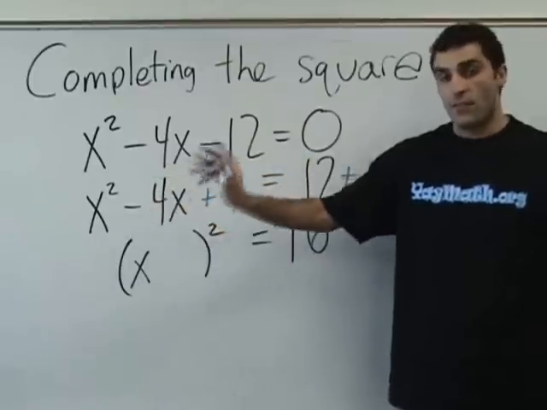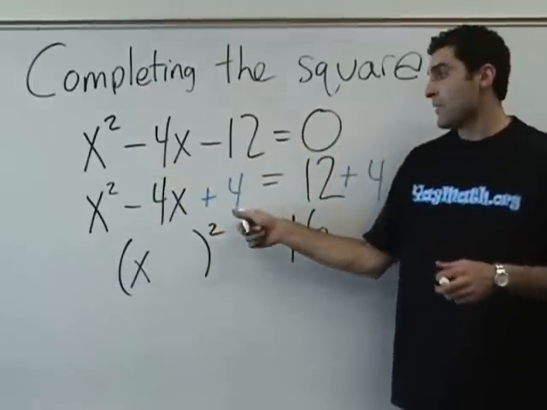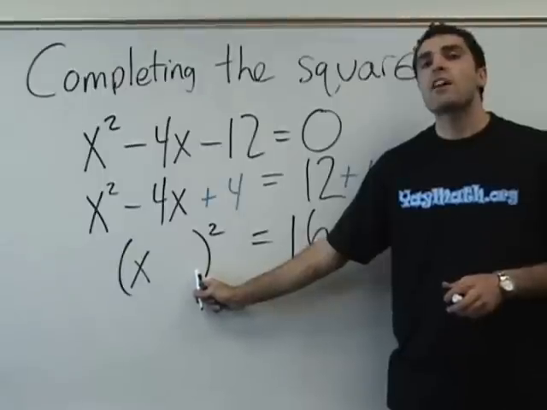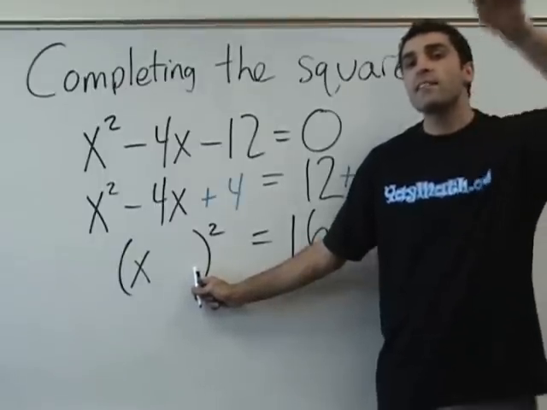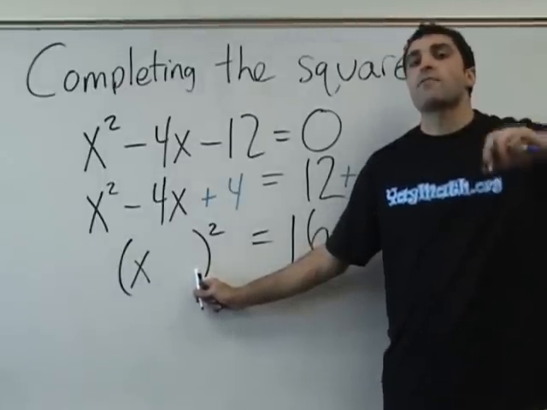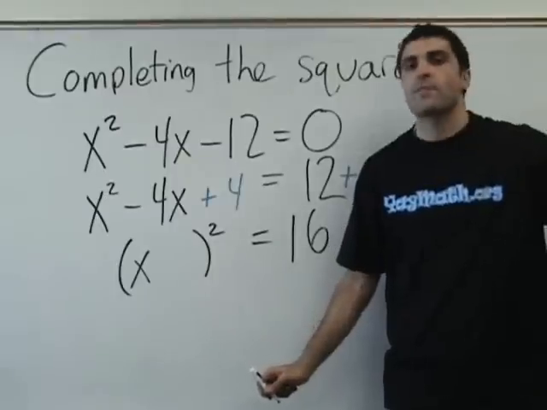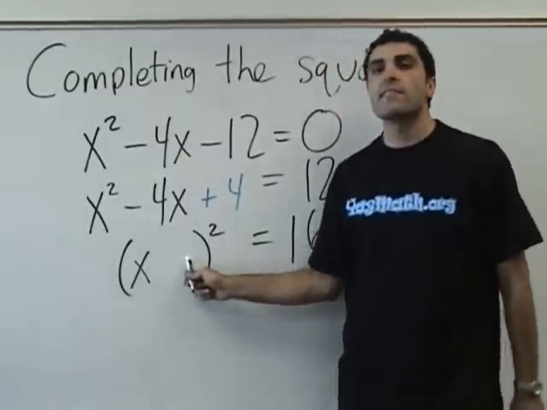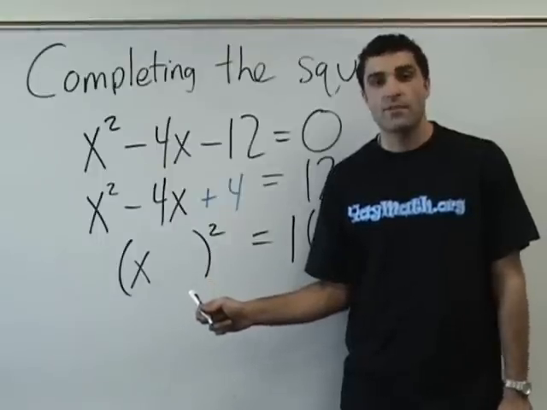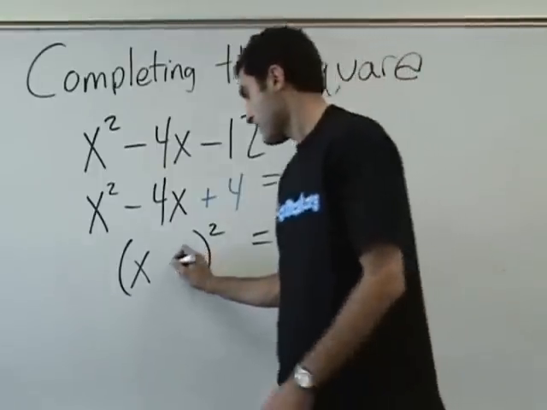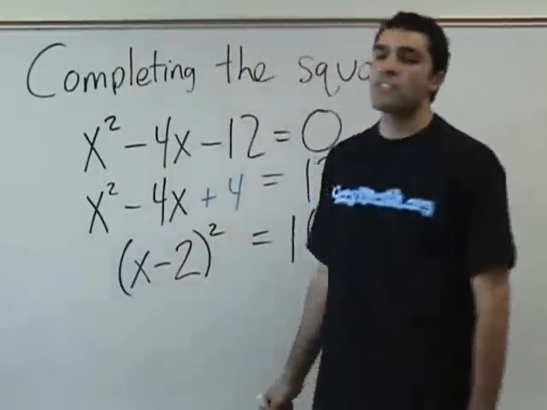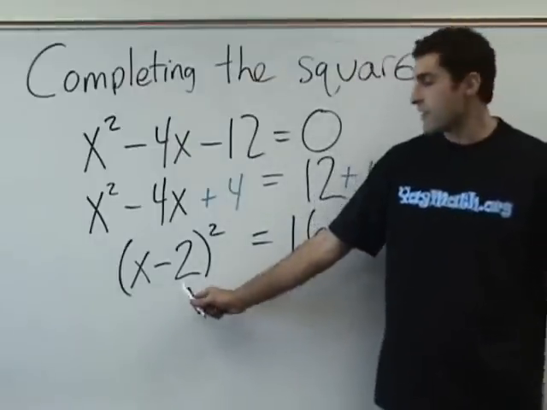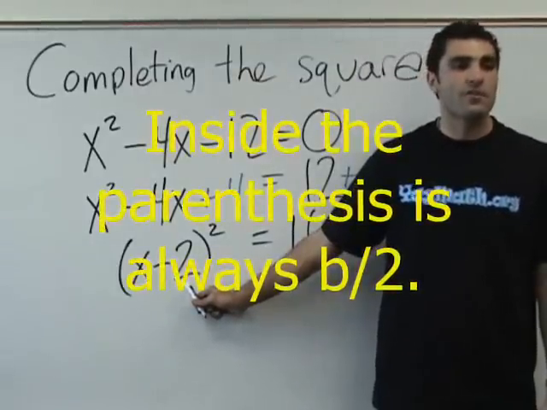Okay, we don't do everything that we did here. This one is just b over 2. So what's b again? Negative 4. So negative 4 over 2. What's that? Negative 2. So here goes negative 2. Any questions about how we get negative 2 here? The negative 2 here is simply b over 2.